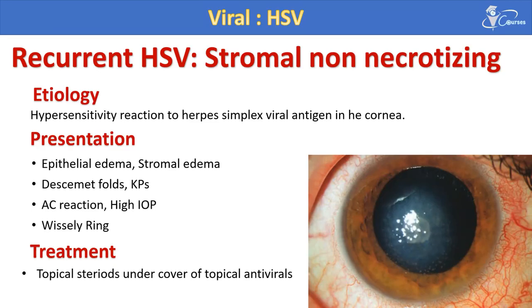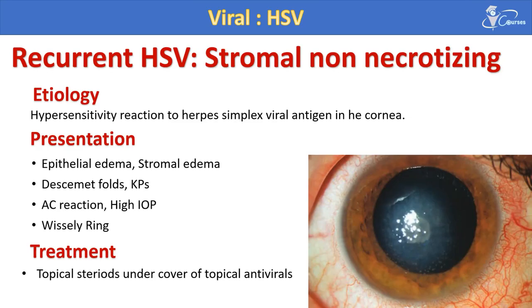So what will be the treatment for those patients? Again, you need to address the pathology. The pathology is a hypersensitivity reaction, so the treatment should address that. For the hypersensitivity, it is topical steroids. But this is a viral infection, or a response to a viral antigen in the cornea. Steroids may lead to flaring up of the virus, causing an active infection. So we need to give the steroids under the cover of topical antivirals.